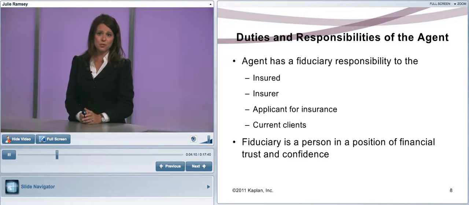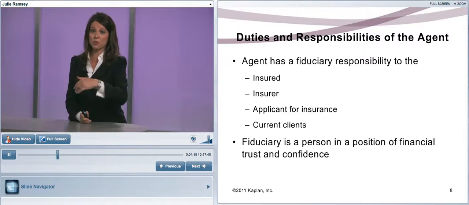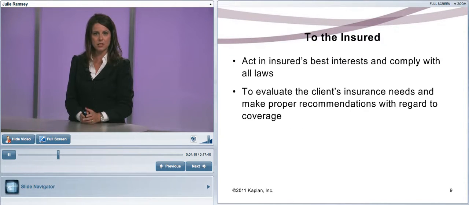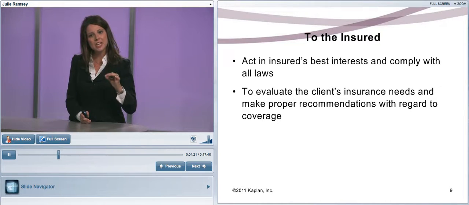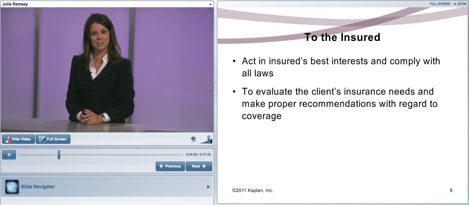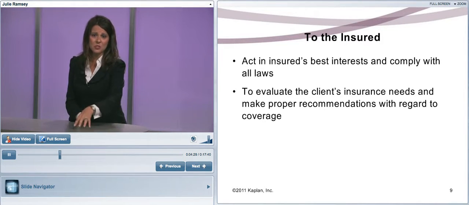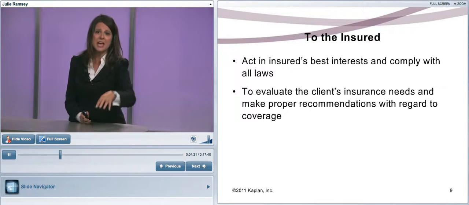So the agent has a fiduciary responsibility to the insured, the insurance company, the person applying for insurance, and all of his current clients. Now, to the insured, that agent must act in the insured's best interests and comply with all state laws. Evaluate the client's needs. This is what you have, this is what you currently want, and make some recommendations, lots of times known as a needs analysis.